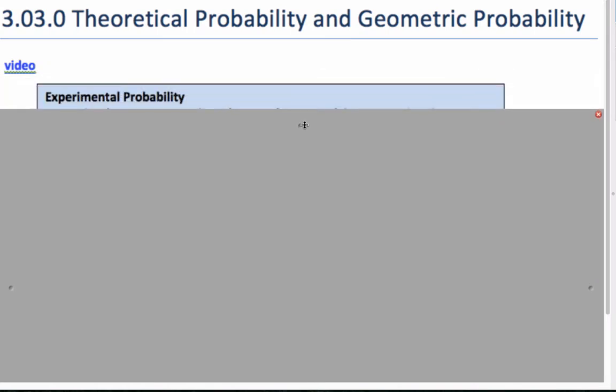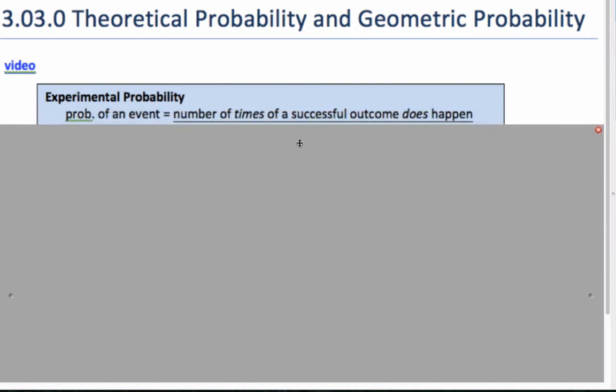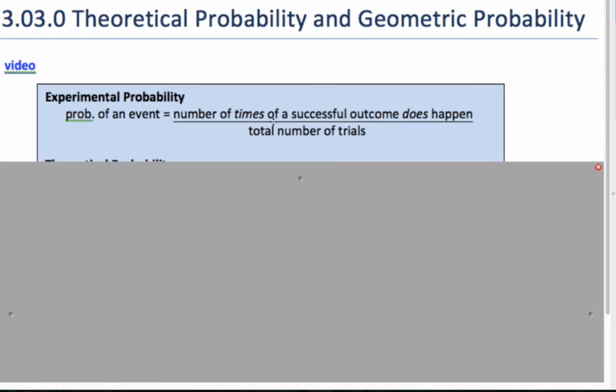Alright everyone, it's Mr. Robs here, and today we're going to talk about theoretical probability and geometric probability. And so, just to recap, we have different kinds of probability. We have experimental probability, and that's when you actually do an experiment numerous times, and you look at the number of times of successful outcomes over the total number of trials.